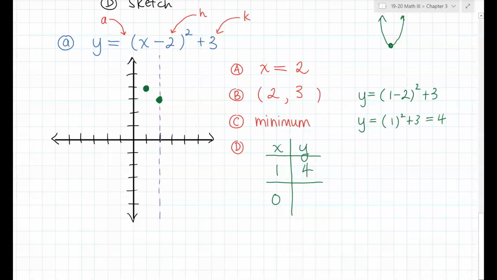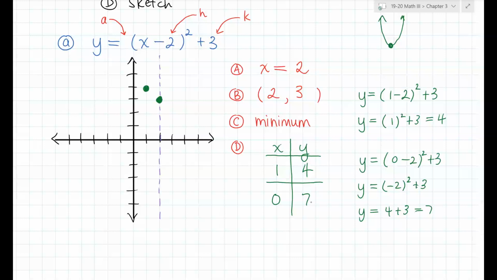Now, once I do that, I'm going to try the 0. So let's try y equals (0 minus 2) squared plus 3. Y is equal to negative 2 squared plus 3. So y is 4 plus 3, which is 7. Now you're going to notice that answer, I don't have enough room for it, but that's okay. If I did, I would put it. But since I don't, I'm not going to be able to put it on my graph.